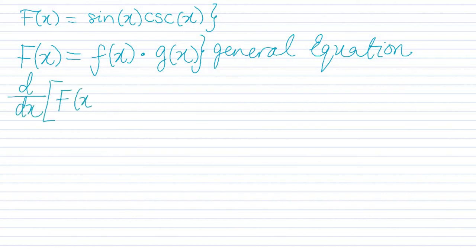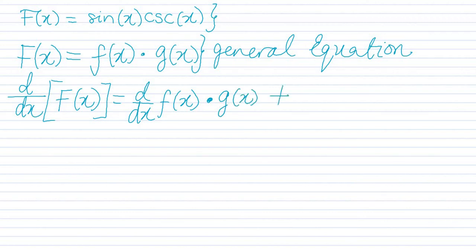The derivative of the large F of x equals the derivative of the first sub-function, which is the small f of x, multiplied by the second sub-function, plus the derivative of the second sub-function, g of x, d/dx, multiplied by the first sub-function, so small f of x. So when you have this, then you can start applying.